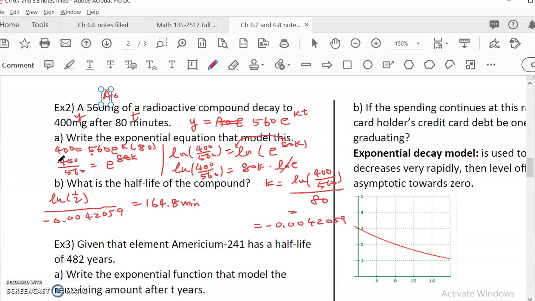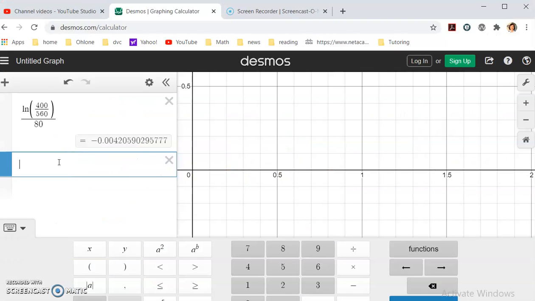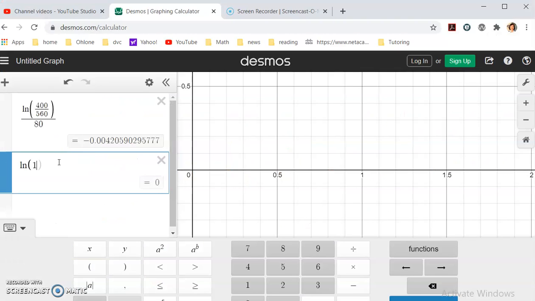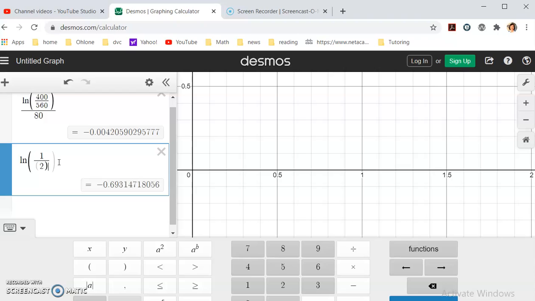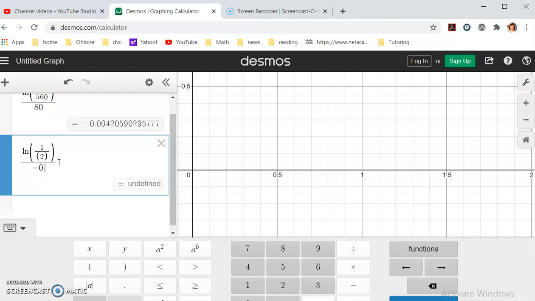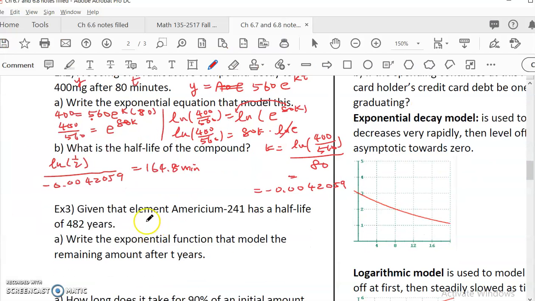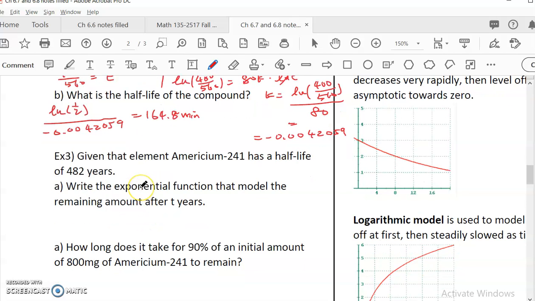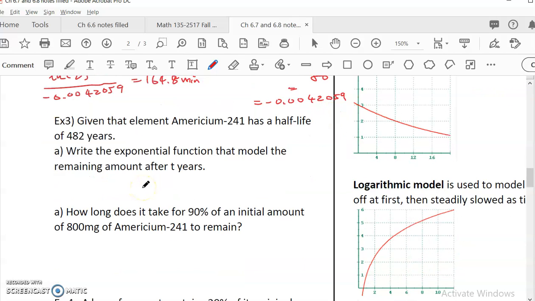And then the other one was ln 1/2 divided by k, which is the negative 0.004259 that we just saw. So you get 164.8 minutes. That's how we do it.